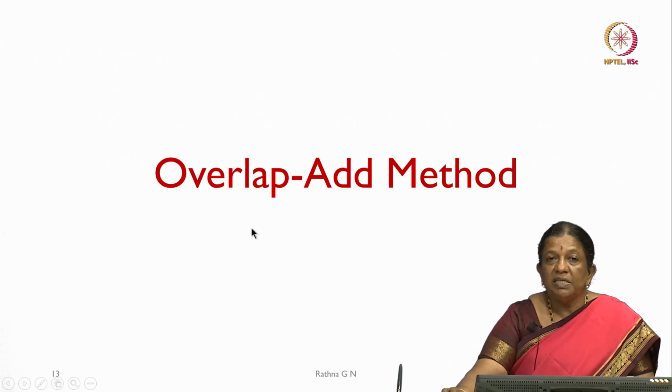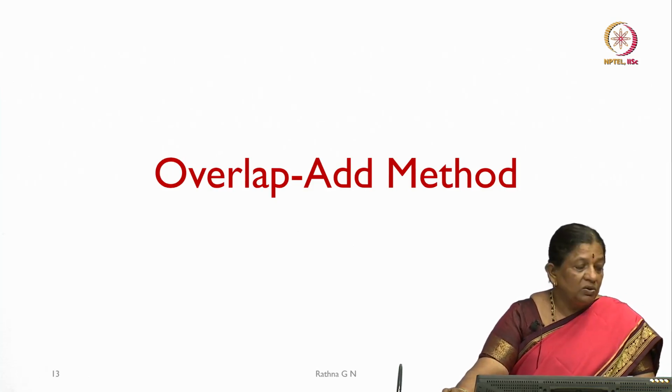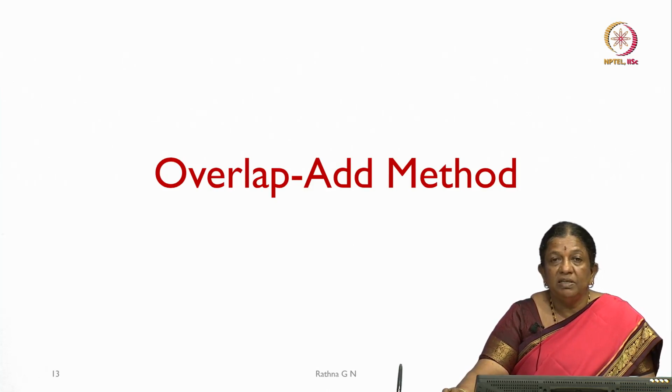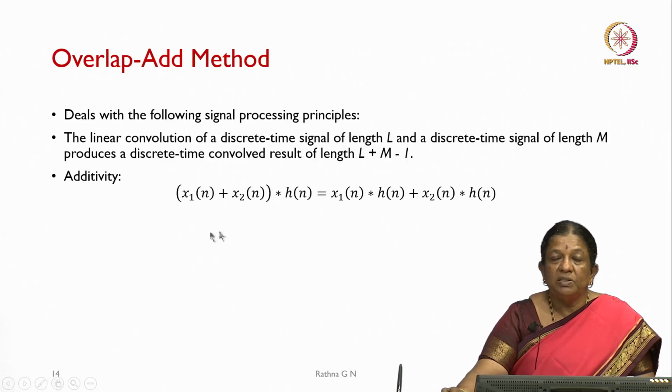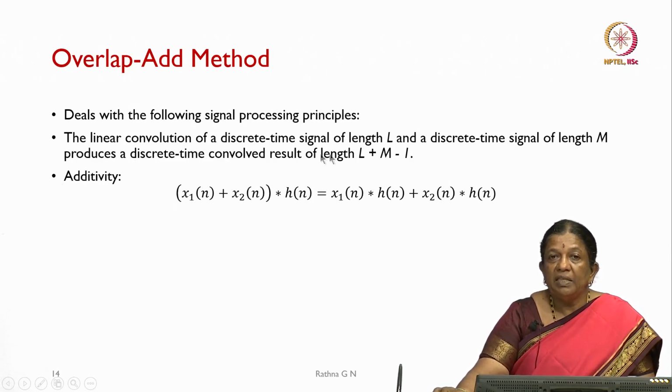So, for the first case today, what we will consider is the overlap add method. In the next class we will consider the overlap save method. So, what is that overlap add method? This is going to deal with some of the signal processing principles written here. We are going to have the linear convolution of a discrete time signal of length L, and a discrete time signal of length M, where the output is L plus M minus 1.